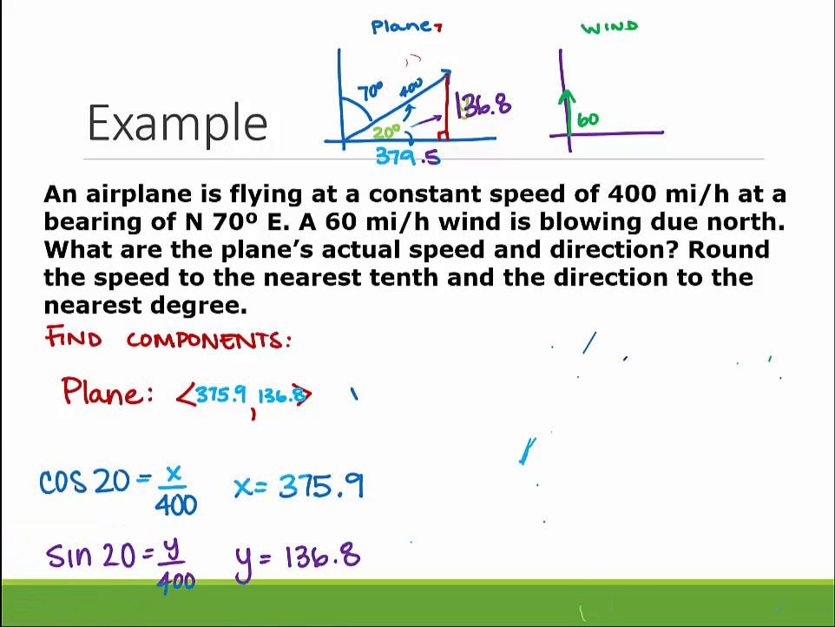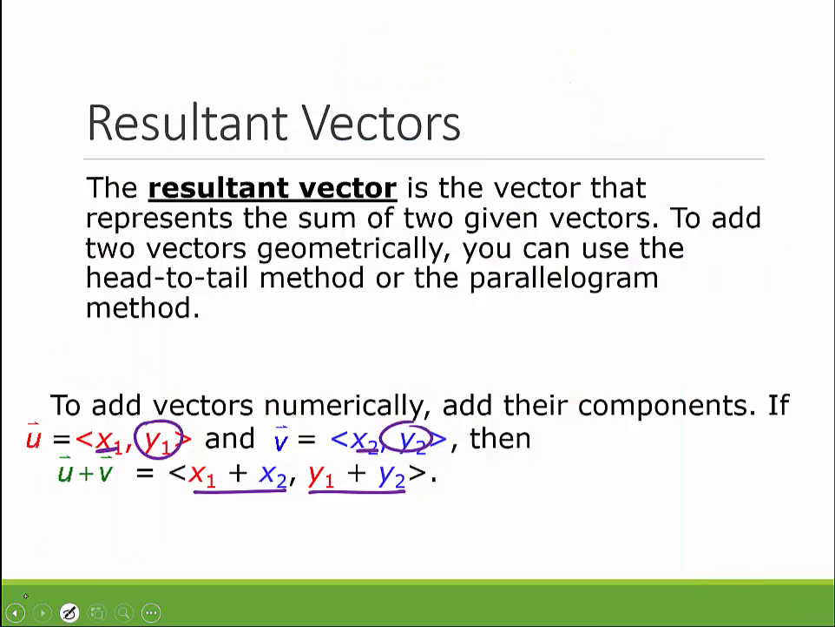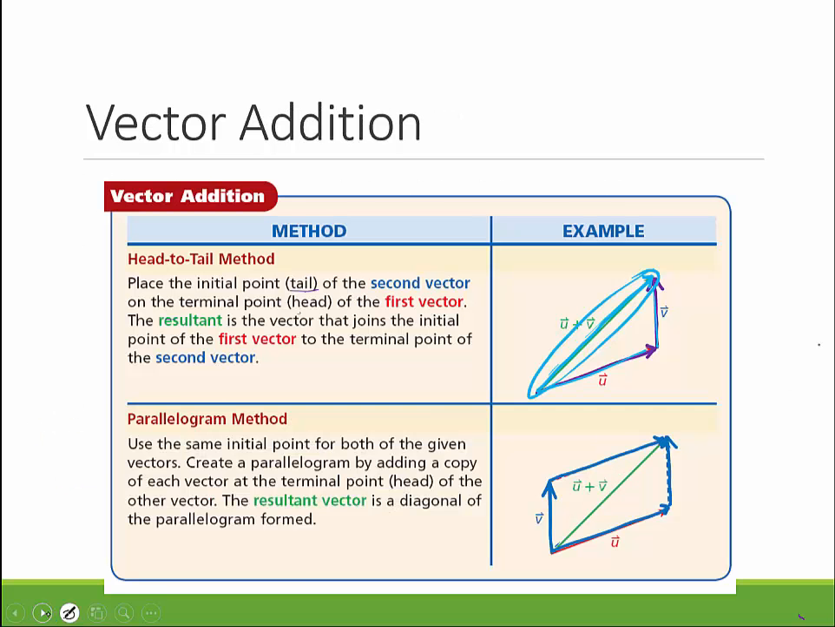Now the wind is way easier. Because it is due north, I'm not going to go any in the x direction, and I'm going to go up 60 in the y direction. Now remember, in order to add things geometrically, we need some graph paper. We don't have any, so we're going to add things algebraically. And remember, all we have to do is add the x's and the y's up.